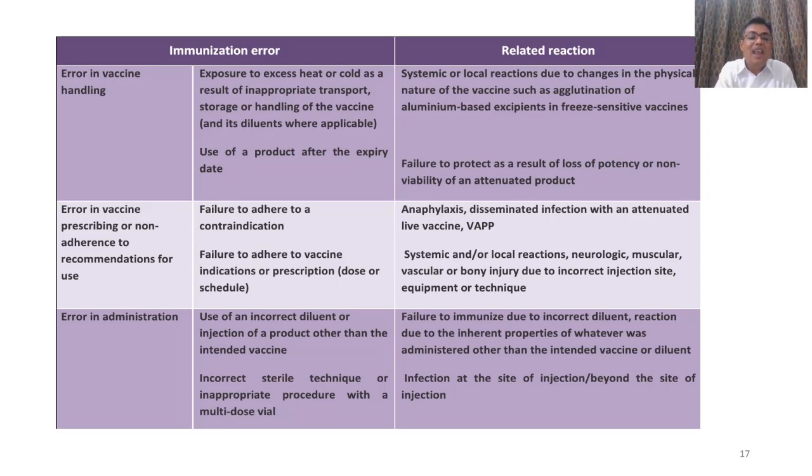And third is error in administration, use of incorrect diluent or injection, which will cause reactions. Incorrect sterile technique or inappropriate procedure with a multi-dose vial can lead to infection, local as well as systemic. So in case of immunization error, there are three stages: error in vaccine handling, error in vaccine prescribing or non-adherence to the recommendation for use, and error in administration of the vaccine.